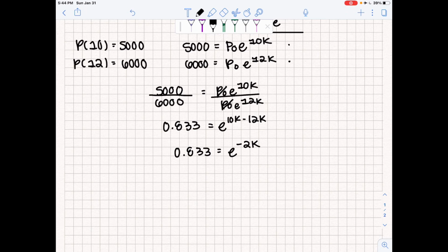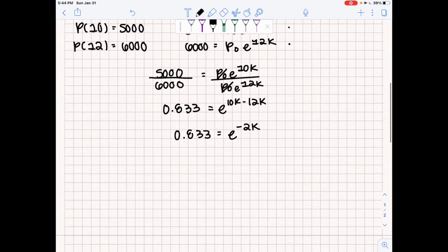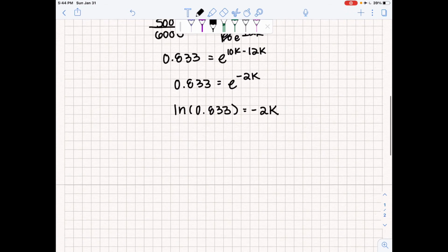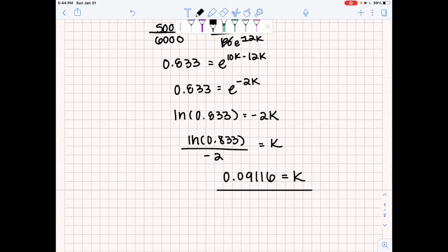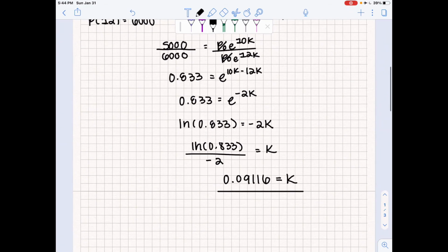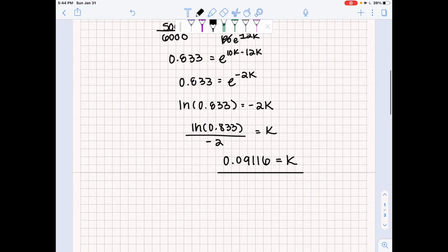In order to solve for k, we will take the log of both sides and end with ln of 0.833 equals negative 2k. To solve for k, we will divide by negative 2, and we find that 0.09116 equals k. So now that we know k, we can solve for p naught.